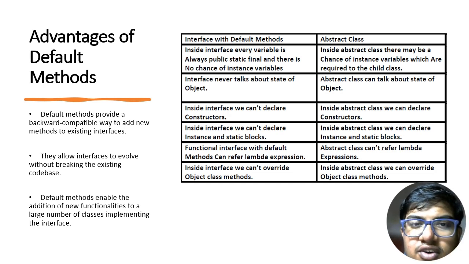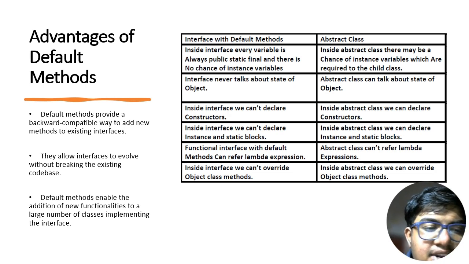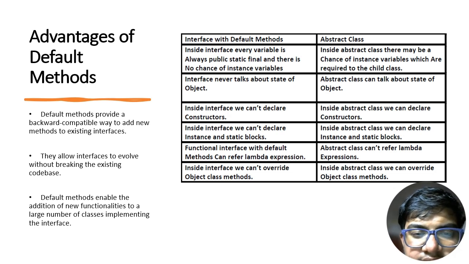Let's move on. Now let's know some advantages of default methods. Default methods provide a backward compatible way to add new methods to existing interfaces. They allow interfaces to evolve without breaking the existing code base. Default methods enable the addition of new functionalities to a large number of classes implementing the interface. So here you have a difference between the interface with default methods and the abstract class.